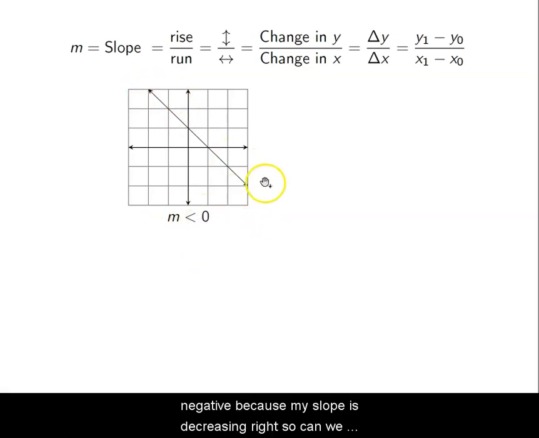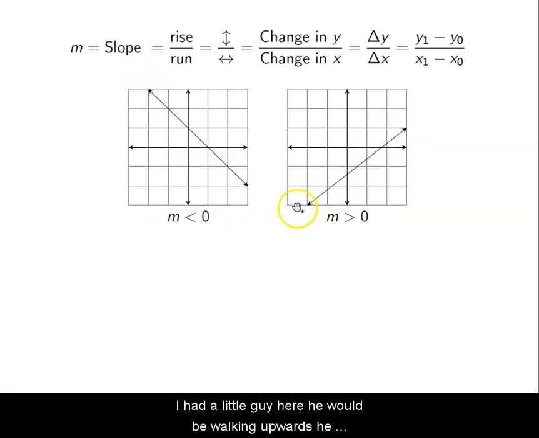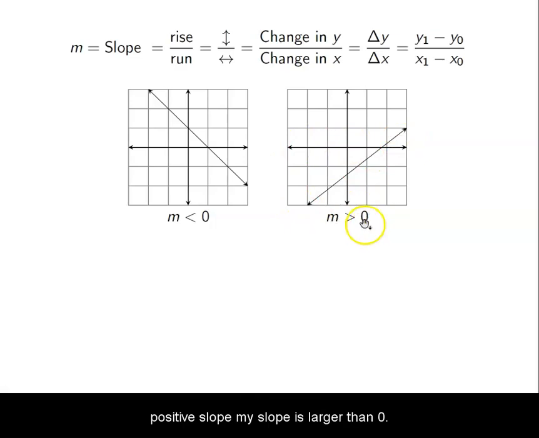If the graph of our line generally looks like this, then my slope is negative because my slope is decreasing. Again, we talk about how we move from left to right. If I had a little guy sitting on this hill, he would slide down. So that's a negative slope. If I had a little guy here, he would be walking upwards. He would be going uphill as he moved from left to right. That's a positive slope. My slope is larger than 0.